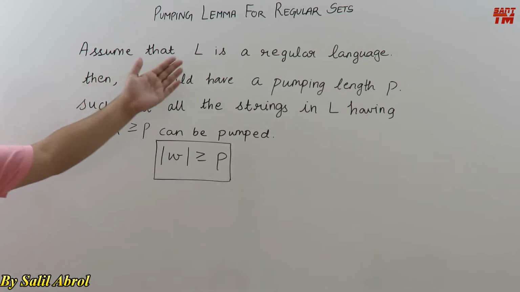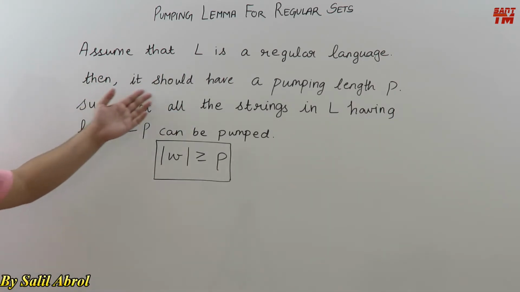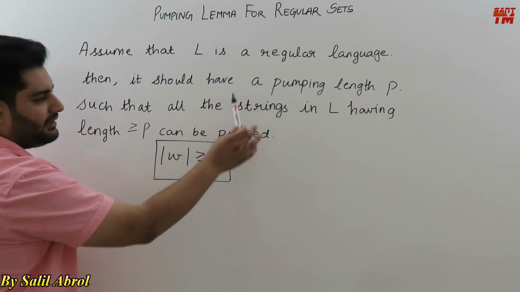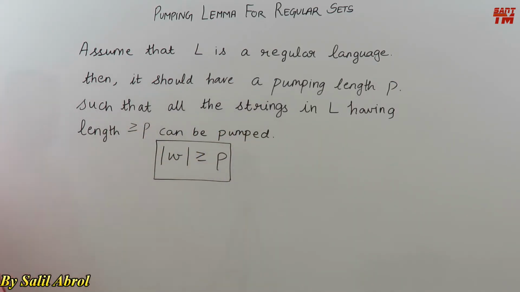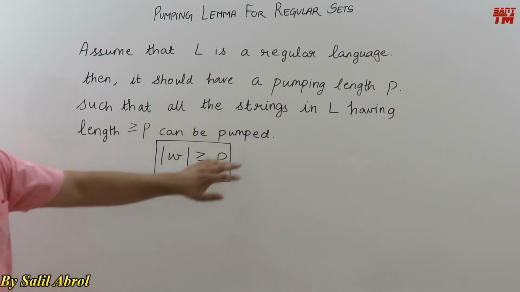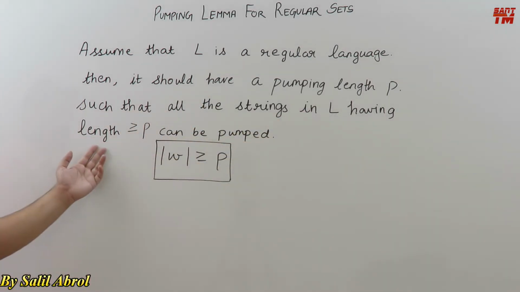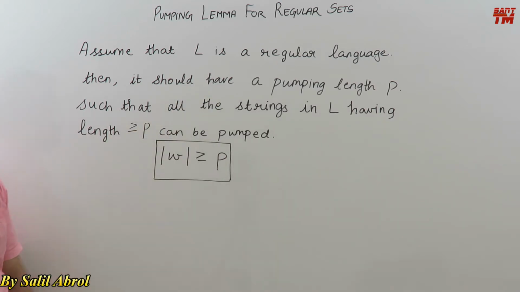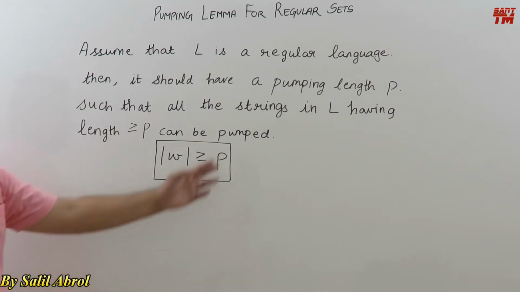So assume that L is a regular language, then it should have a pumping length P. What is this pumping length? I will tell you. First consider this point. It should have a pumping length P such that all the strings in the language L having length greater than or equal to that pumping length can be pumped. So what is the meaning of pumping length and the word pumped?